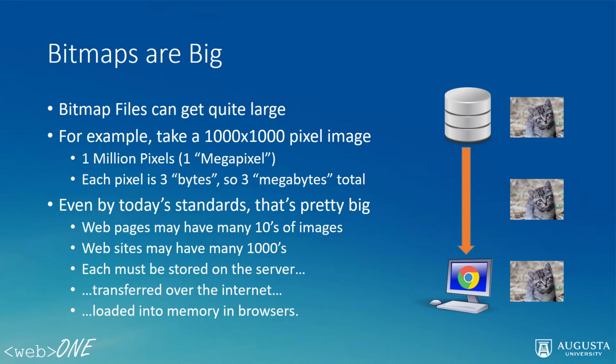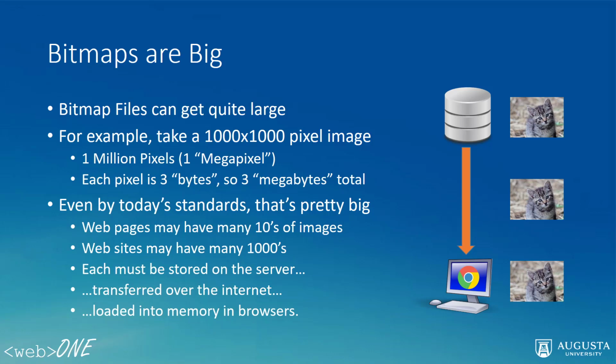For example, assume an image with a resolution of 1000 pixel wide by 1000 pixel high. Since there are 1000 pixels horizontally and 1000 pixels vertically, the total number of pixels in the image is 1 million. This is commonly referred to as 1 megapixel.